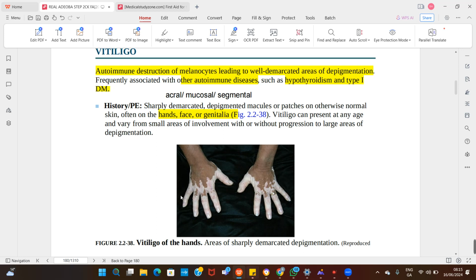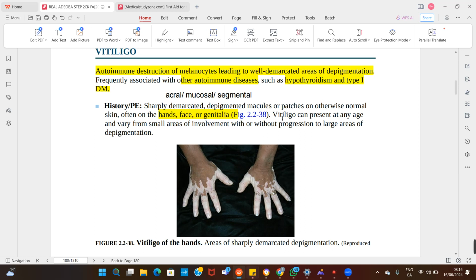So when this happens, you are going to have a patchy depigmentation of the skin, and the lesions are going to be well demarcated. You have to have it at the back of your mind that if you are seeing somebody having vitiligo, you must rule out other autoimmune disease. This is very, very important stuff.